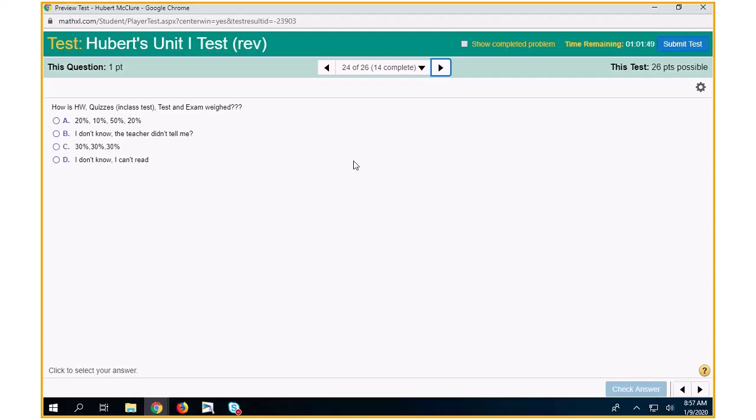The second most missed bonus question. Why is it the second most missed? Because people pick 30, 30, 30. Why is 30, 30, 30 never going to be the answer to this question?